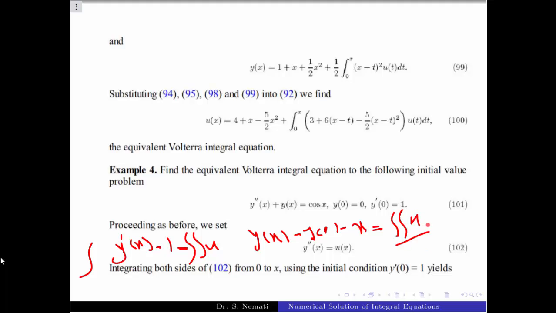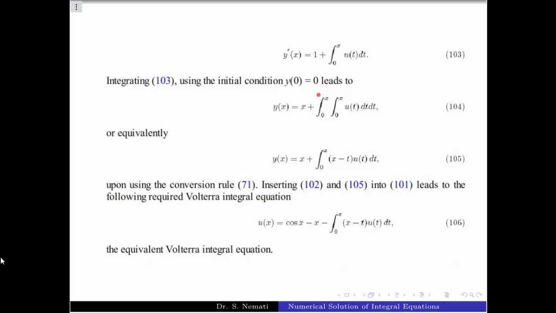Here, we use the general formula. We have the integral of x minus t times u dt. So we replace all equivalent expressions for the second derivative, which is u, and the first derivative, which is given by this formula, in the main problem, and obtain the equivalent integral equation.